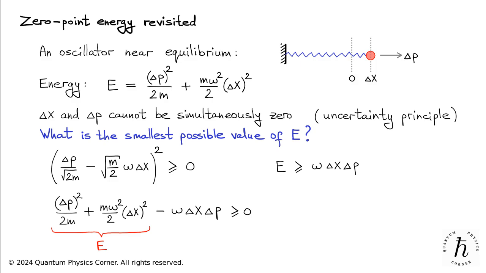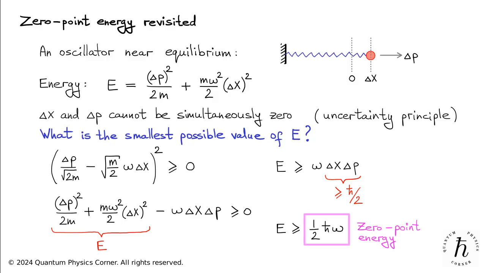Additionally, in accordance with the Heisenberg uncertainty principle, the product of delta x and delta p must be greater than or equal to half of h bar. Combining these two facts, we arrive at the following conclusion: the oscillator's energy cannot be smaller than half of omega times h bar. This, of course, is the same zero-point energy we encountered earlier when studying the motion of a coherent state of the harmonic oscillator. Now, we can better understand the physical origin of zero-point energy and its connection to the uncertainty principle.